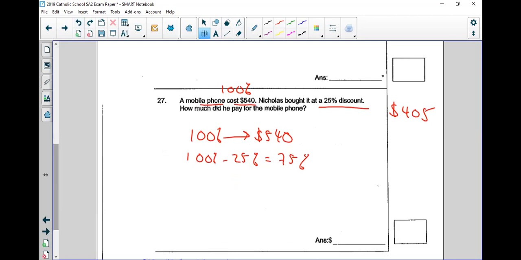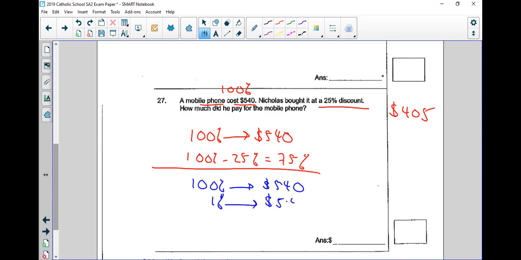So can we do some jumping? Now, why do I want to do jumping? All right, listen carefully. I want to do jumping so that it will be easier. Because if I don't do jumping, what will happen? Don't copy down. You find 1%, then you must divide, right? You get $5.40. And then after that, you have to find how much is 75%. Can you see there's a lot of working? You have to take $5.40 times 75, and then you must do some working, right?